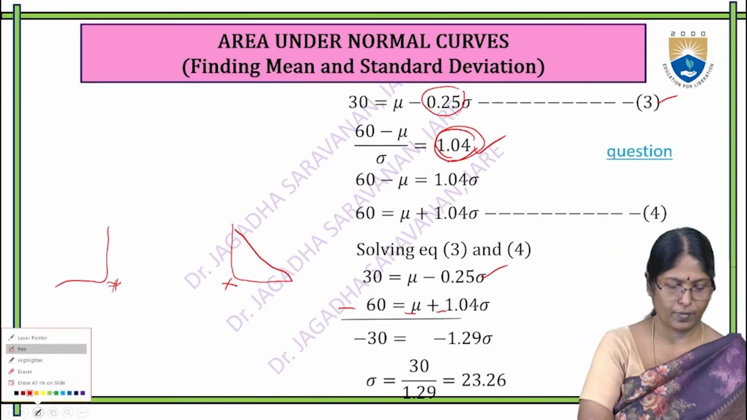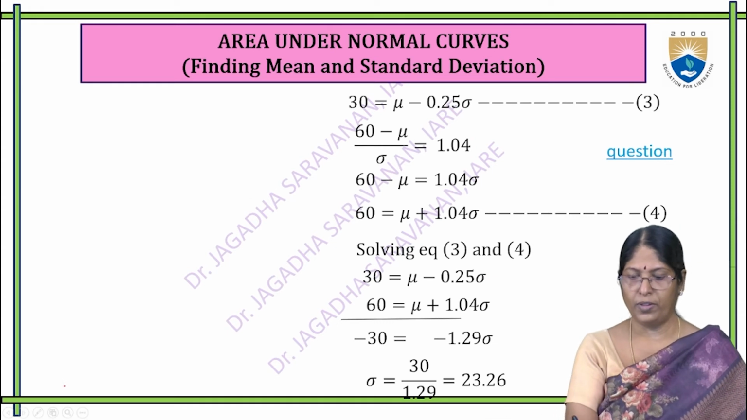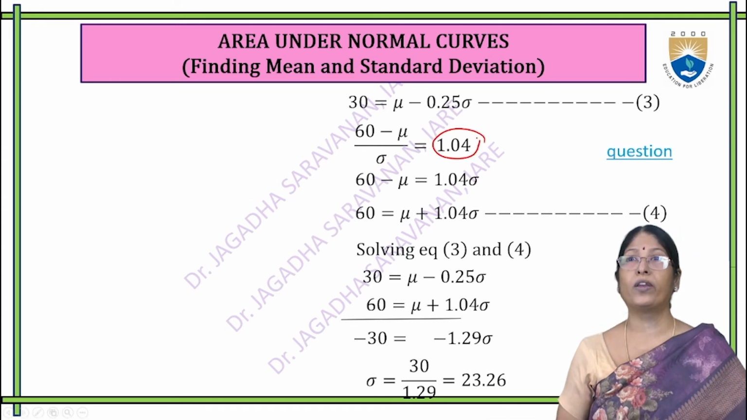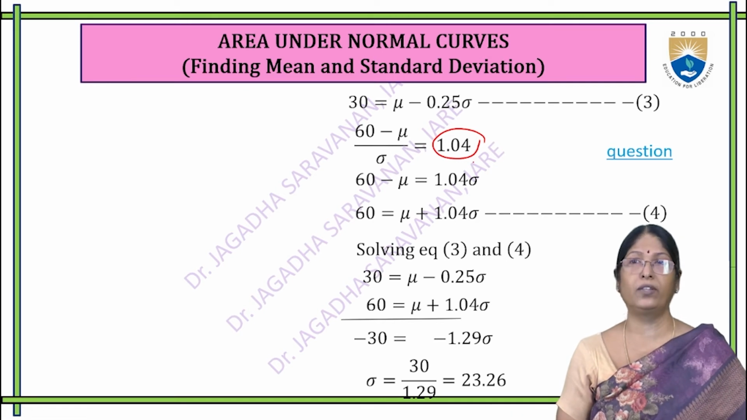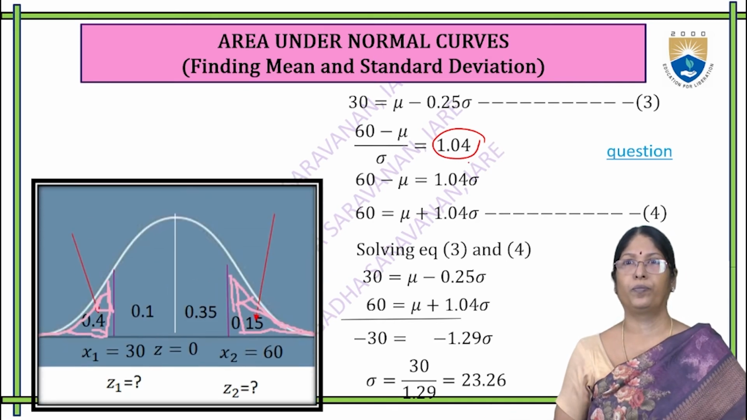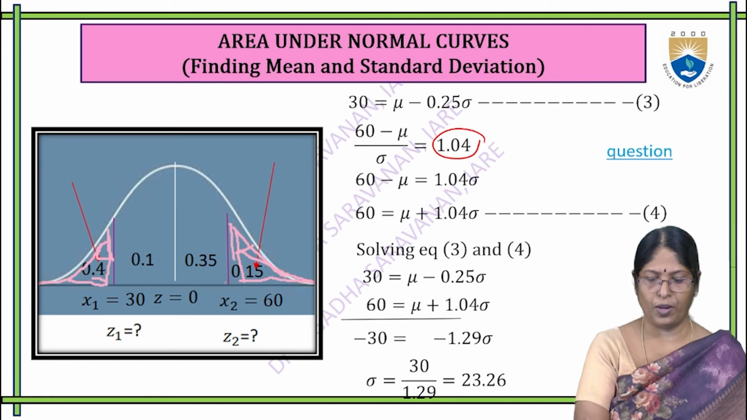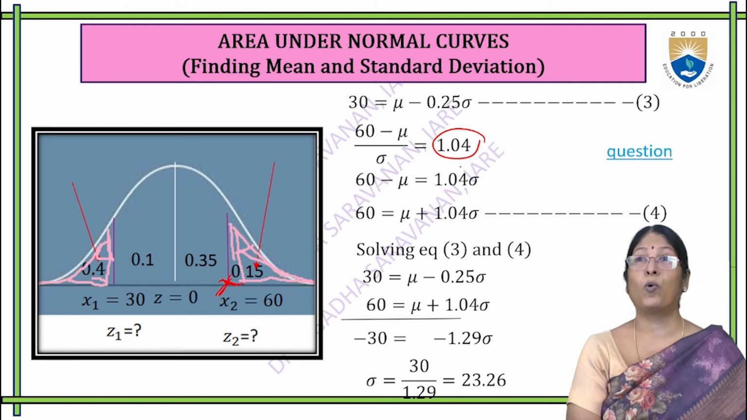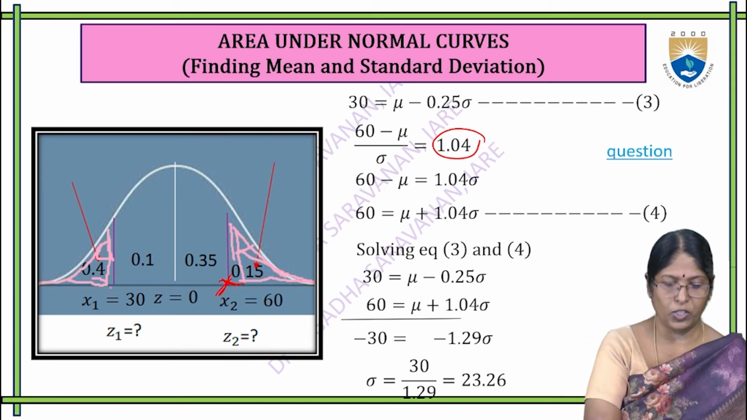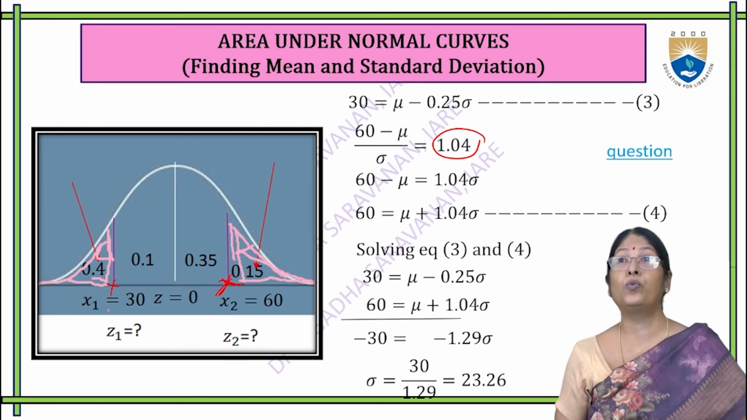Z2, here we can see it, 1.04. That is also what we discussed, how we obtained this Z2. So here Z2 is this point 1.04, and this point is 0.25.